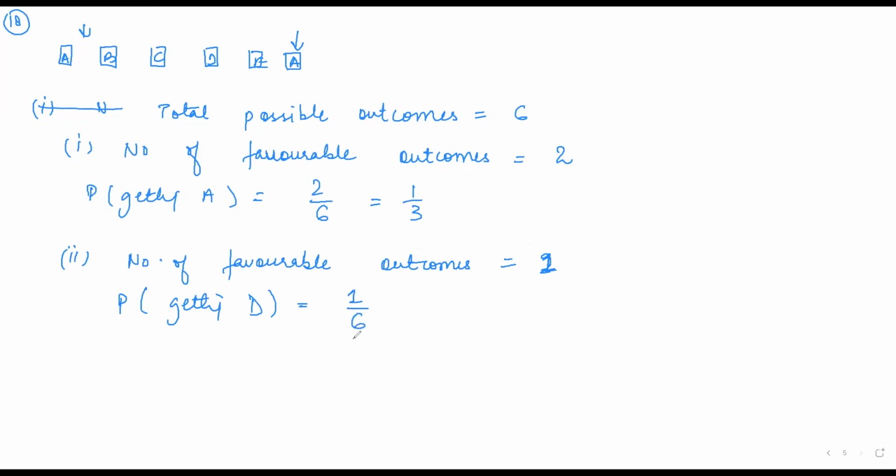And in every question, you have to mention the formula also, because I'm not writing it again and again. So in case you make a mistake in the calculation, at least you can get marks for the formula, right? So please write that probability is equal to number of favorable outcomes divided by number of all possible outcomes.